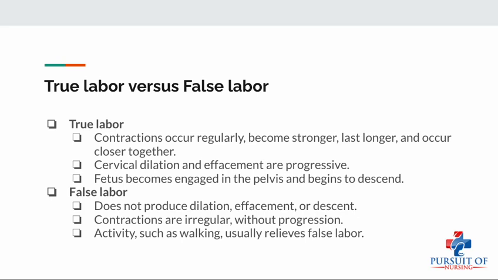Whereas false labor is not going to produce dilation, effacement, or descent, and the contractions are going to be irregular without that progression. Also, with false labor, activity such as walking usually relieves the false labor, whereas it would not relieve true labor.